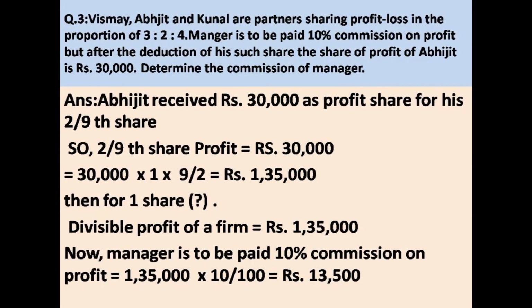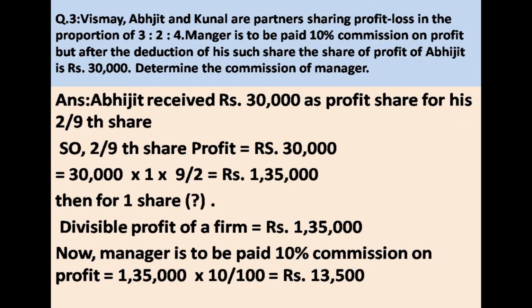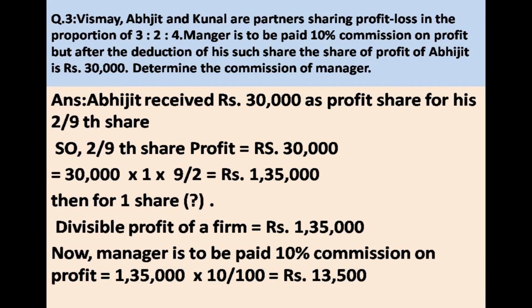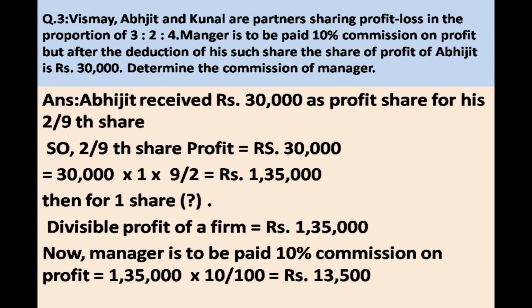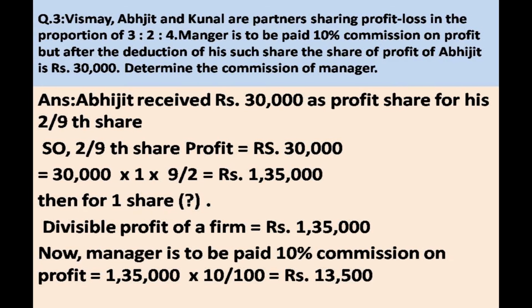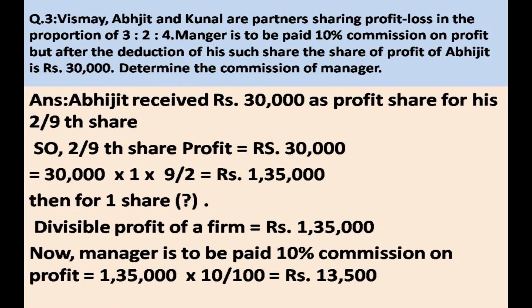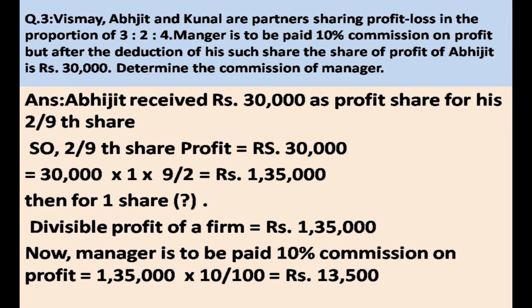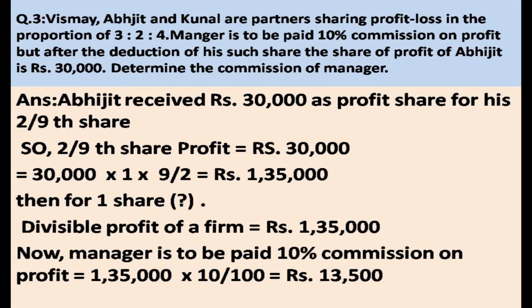Question number 3. Vismay, Abhijit and Kunal are partners sharing profit and loss in the proportion of 3:2:4. The manager is to be paid 10% commission on profit. But after the deduction of such a share, the share of profit of Abhijit is rupees 30,000. Determine the commission of the manager.